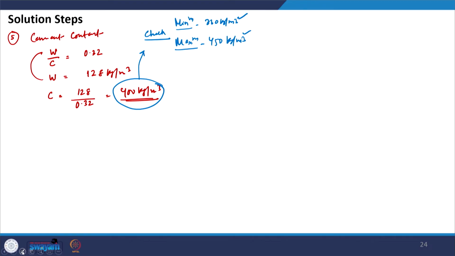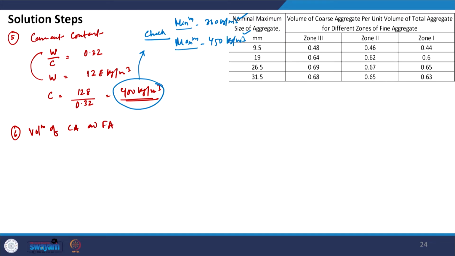So, let us now go to the sixth step, and in this sixth step we are going to find out the volume of coarse aggregate and fine aggregate. So, if you see this table which we discussed in the last class, the volume of the coarse aggregate by the volume of the total aggregate is a function of the zone of sand which we are using and the nominal maximum aggregate size. So, nominal maximum aggregate size is 31.5. In the question it was said that it is a zone 2 sand.